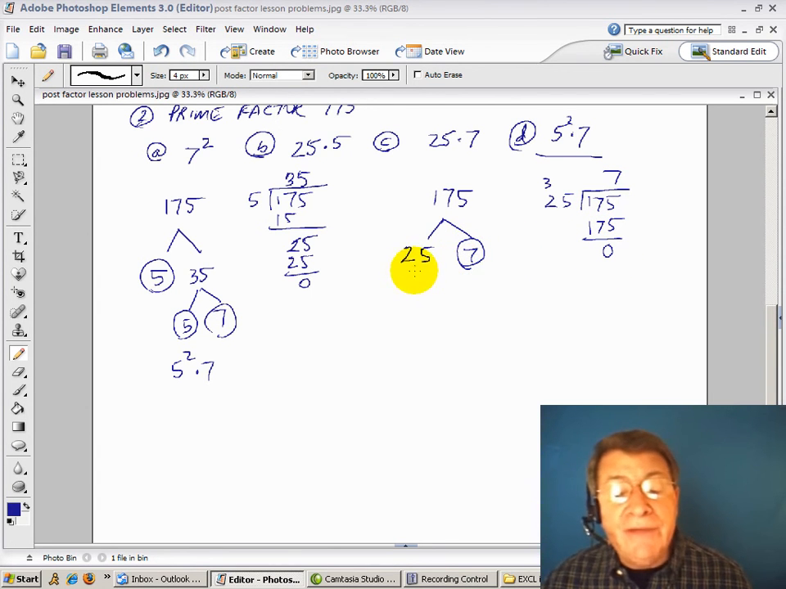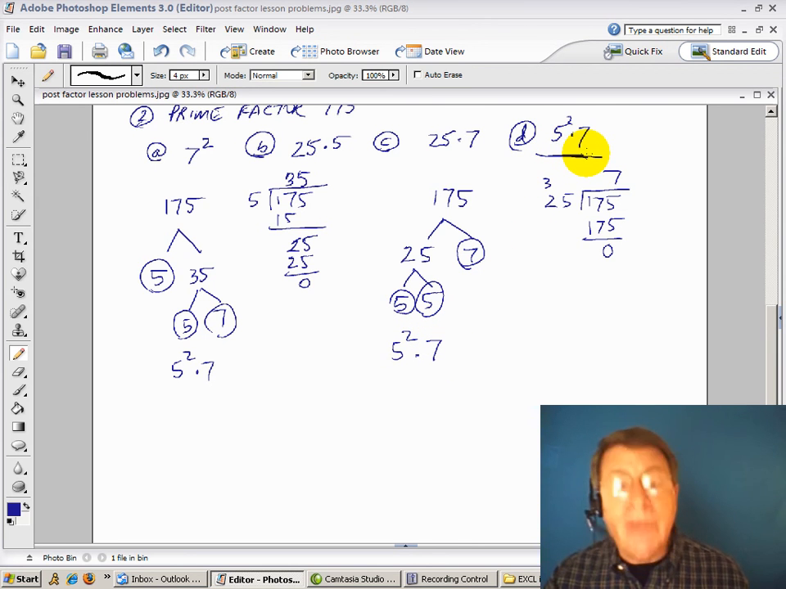The number 25 itself is a composite number made up of 5 times 5. So we have 3 prime numbers, 5 squared, because there are 2 of the 5s, and 1 7, once again yielding our final answer of D.